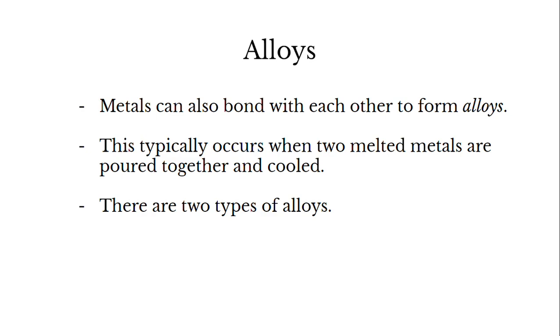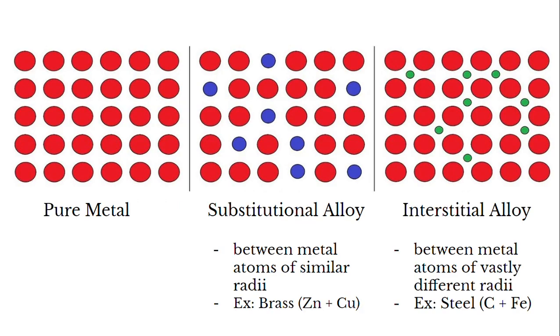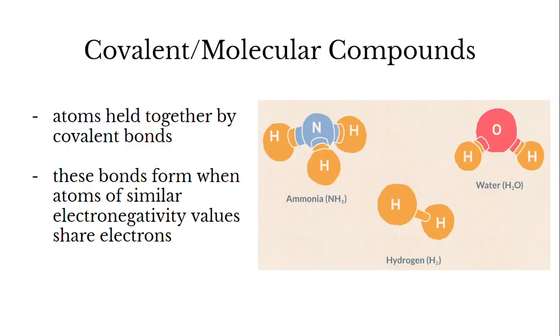There are two types of alloys. First, we have substitutional alloys, which are between metal atoms of similar radii, for example, brass, which is made up of zinc and copper. And then we have interstitial alloys, which are between metals of vastly different radii. For example, steel is made up of carbon and iron. Carbon is much, much smaller than iron.